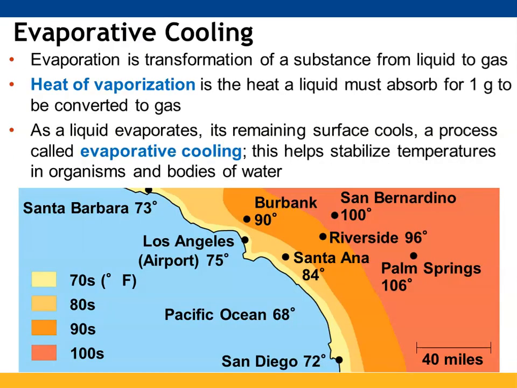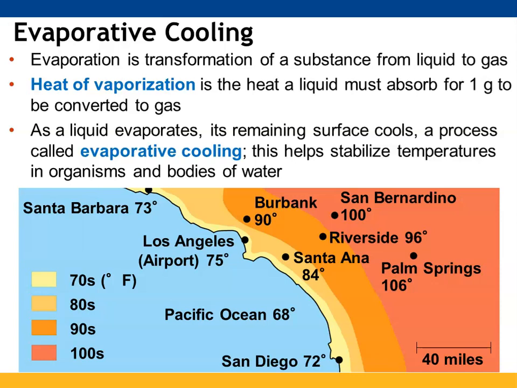Another characteristic we're going to talk about is evaporative cooling. So evaporation is going from a liquid to a gas. It can occur at any temperature. If it is occurring at its boiling point, we can determine that by looking at its heat of vaporization. We can determine how much heat has to be absorbed to change from a liquid to a gas or how much heat has to be released.